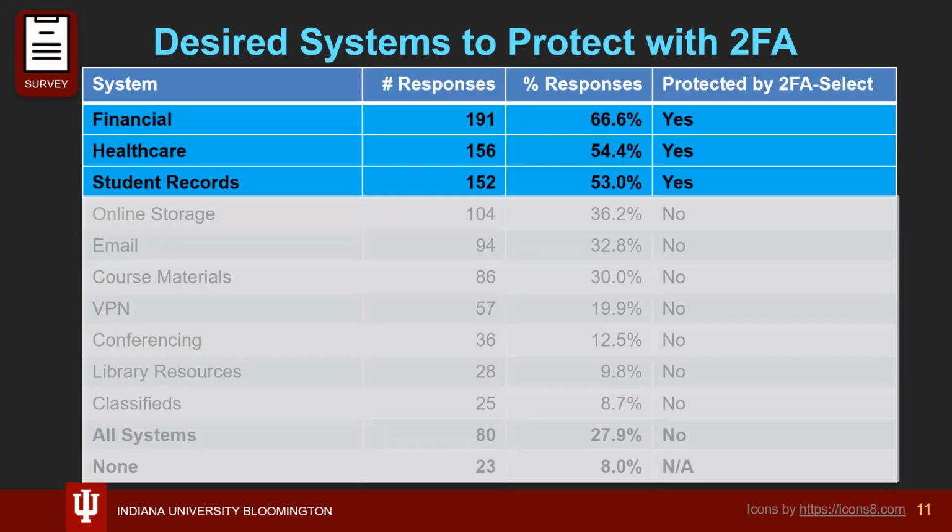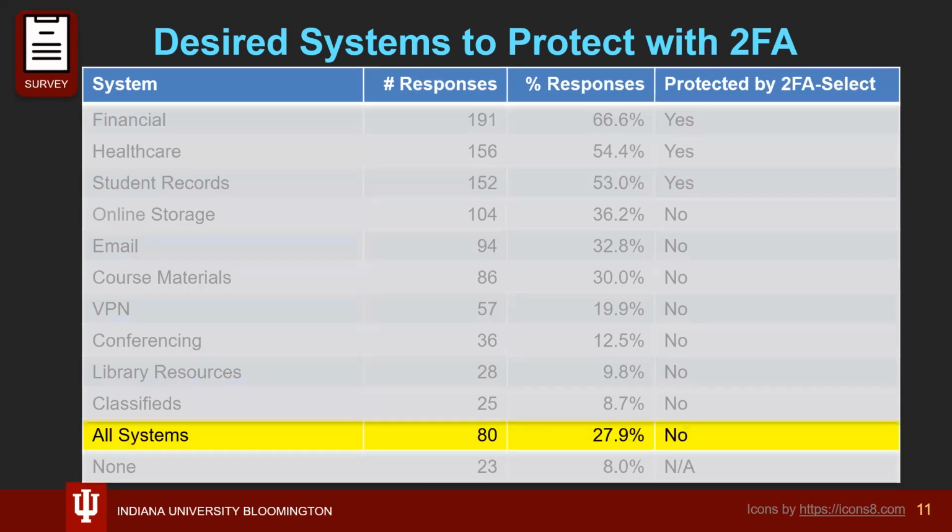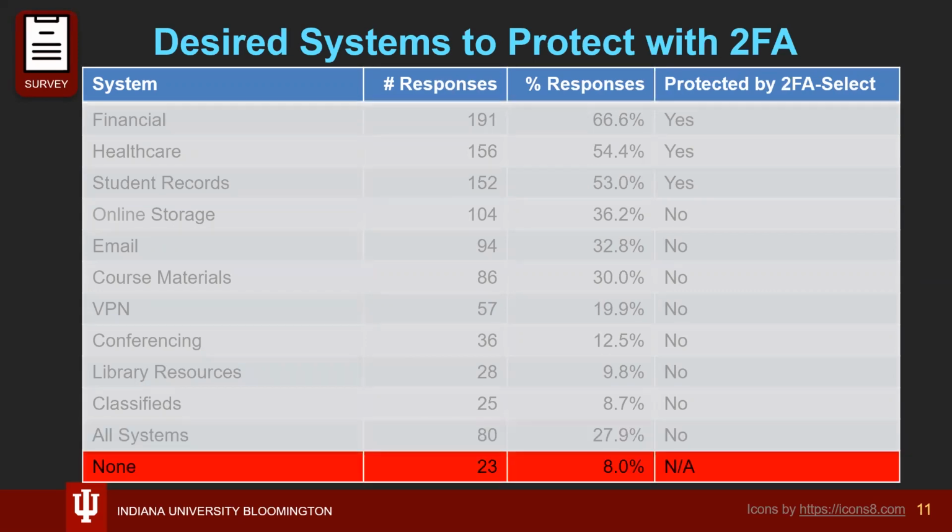We found that the majority of respondents were happy to have two-factor authentication protect highly sensitive systems such as those protecting financial, health, and student records, while over 1 in 4 said they would rather have two-factor authentication for all systems. And meanwhile, only 8% said they did not want two-factor authentication at all for any system.